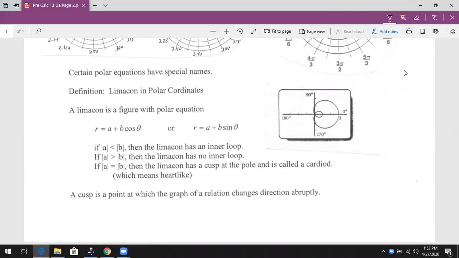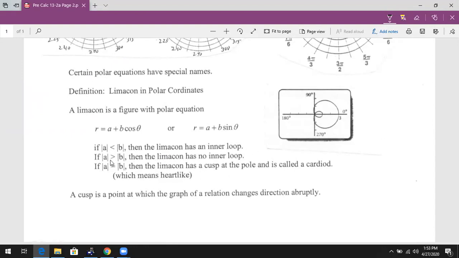Certain polar equations have special names. The definition of a limacon in polar coordinates says a limacon is a figure with polar equations r equals a plus b cosine theta or r equals a plus b sine theta. And then, depending on the absolute values, if the absolute value of a is less than b, it's going to have an inner loop like this one.